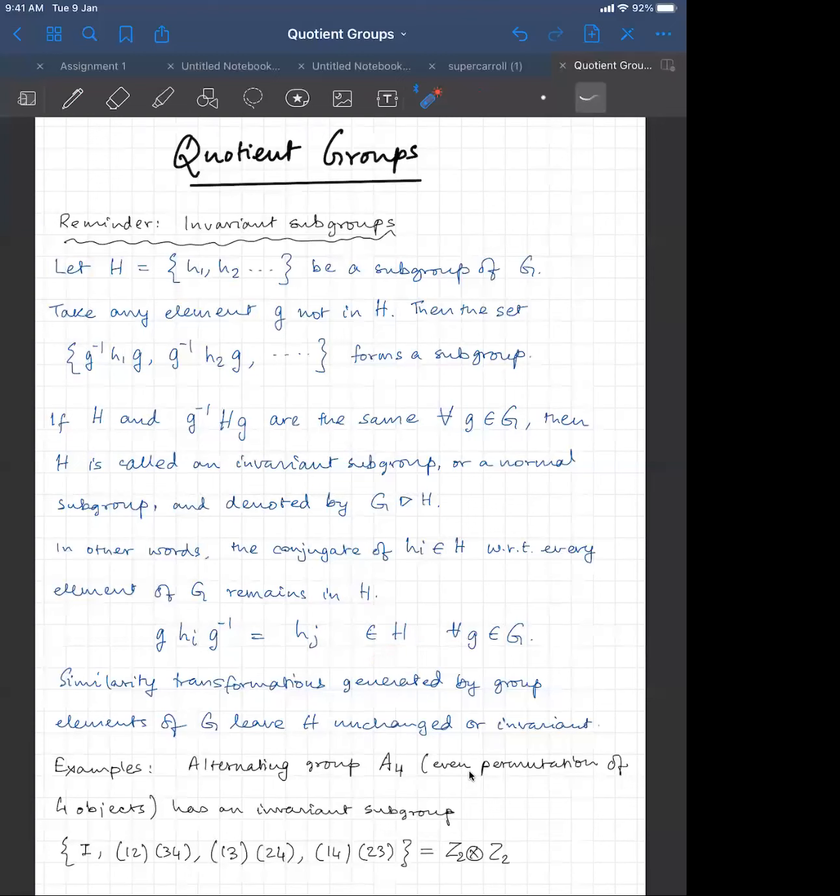Okay, so what are examples? So you remember the alternating group. This is a group of even permutations of four objects. This has an invariant subgroup. So this is actually the invariant subgroup. This is a Z2 subgroup. This is an exercise for you guys to check.